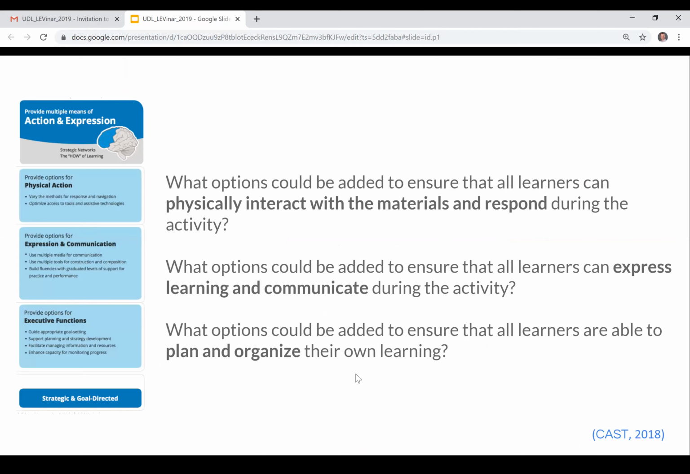So if I'm planning, I might ask myself what options could be added to ensure learners can physically interact with the material and respond during an activity? What options could be added to ensure that all learners can express learning and communicate during an activity? And what options could be added to ensure that all learners are able to plan and organize their own learning?